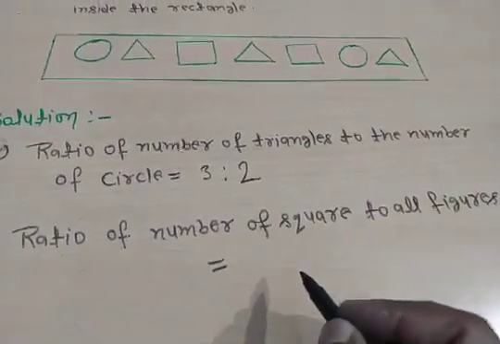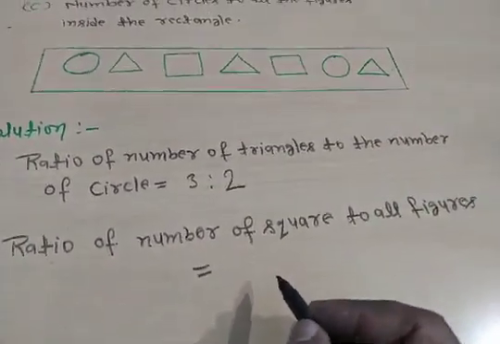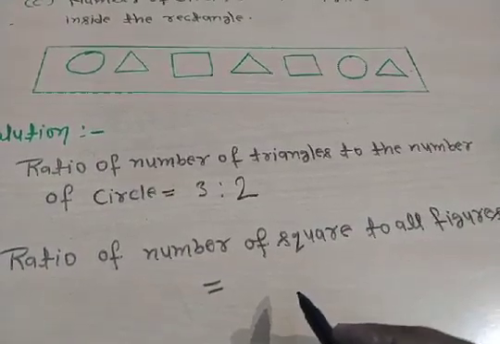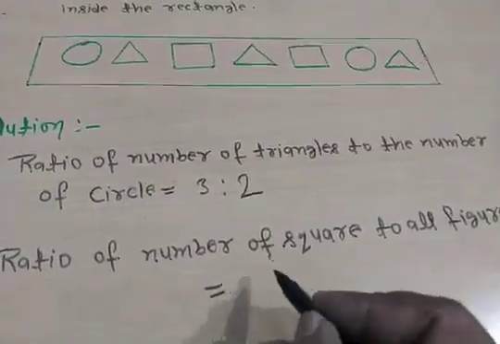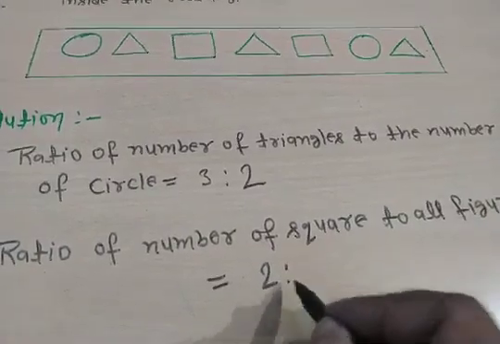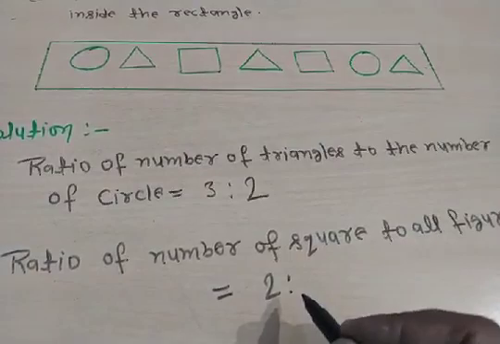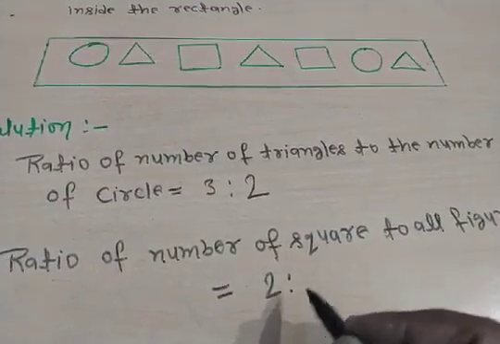So here we find the ratio of number of squares to all figures. How many squares in the rectangle? 2 squares, so this is 2. And how many figures in all? 1, 2, 3, 4, 5, 6 and 7.